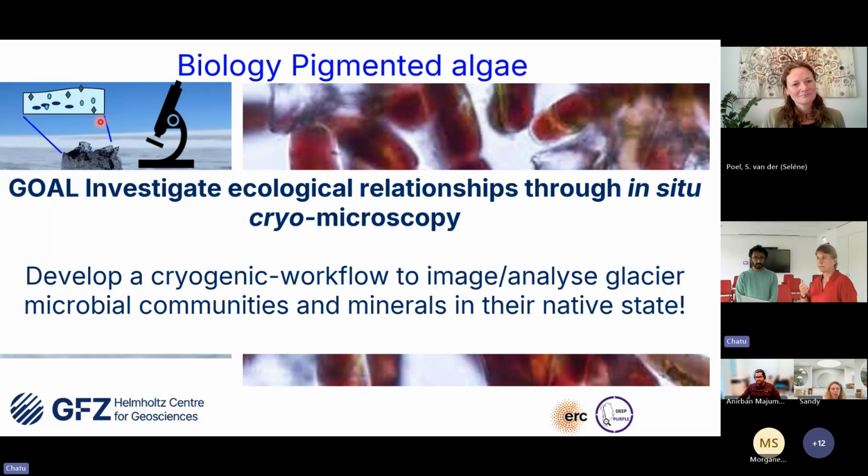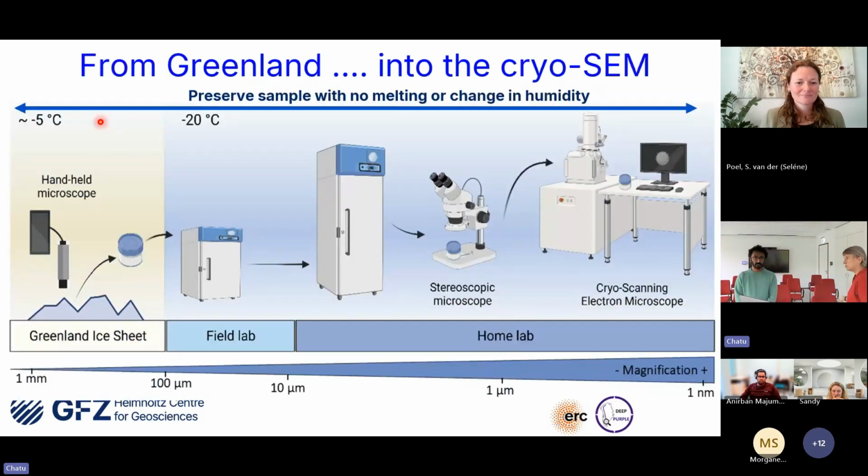Most cryomicroscopy processes that you hear about and see are ones where people freeze something in the lab and image it because they want to stop a process. But we had to stop the process from melting in the first place. So what we did is we went to Greenland and collected samples directly on the ice. This is now the ice surface. Before we collected them, we used a handheld microscope to image whether we have algae and minerals on them.